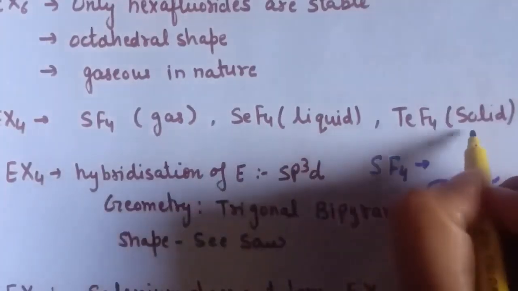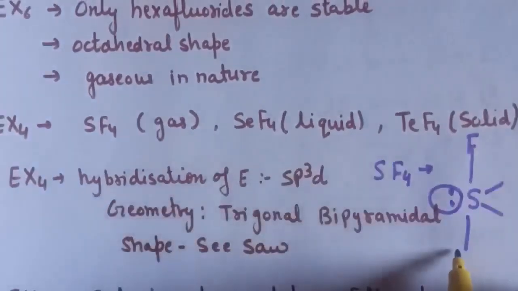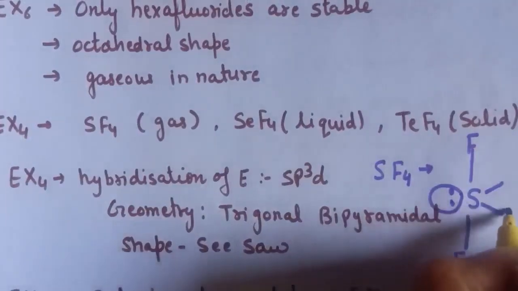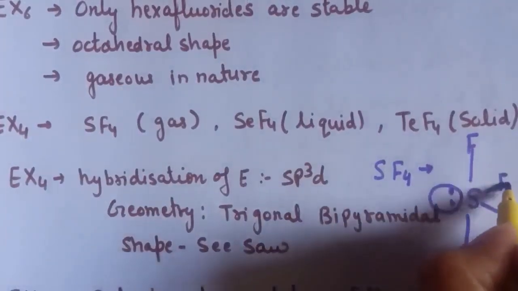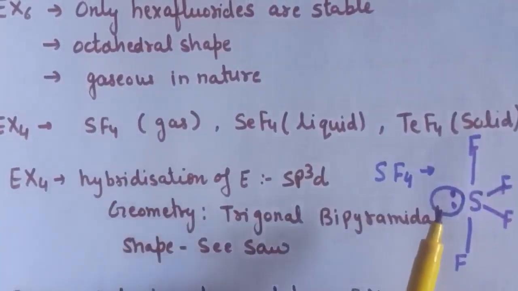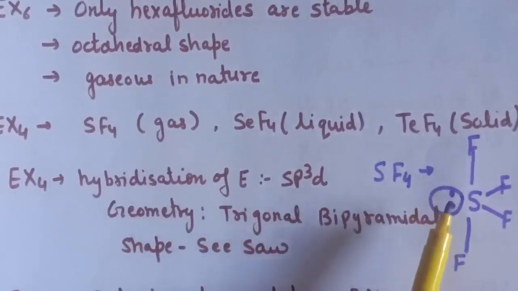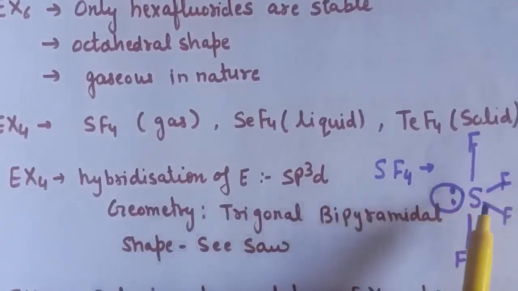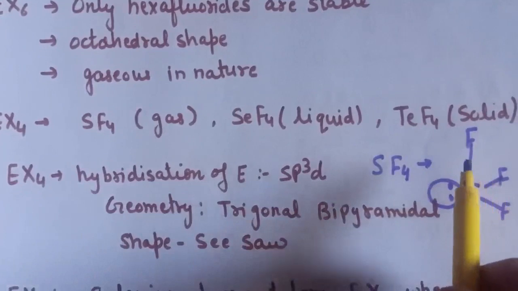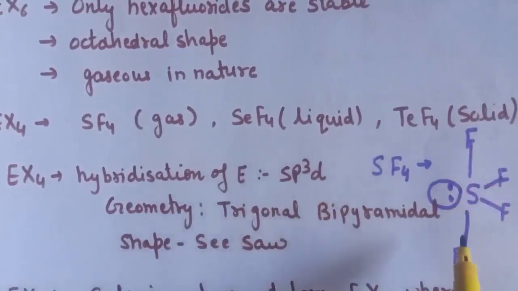This is our seesaw. We will place one pair of electrons at the equatorial position. These three positions are known as equatorial positions, and these two are axial positions.